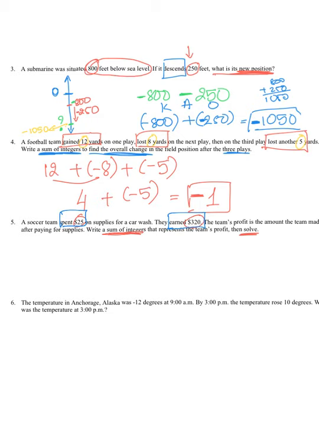Let's create the expression. Spend 25, negative 25, and then they earn $320. They are different signs, so we're going to subtract. So they will have $295 profit.